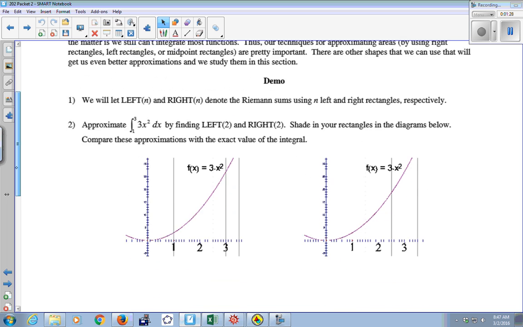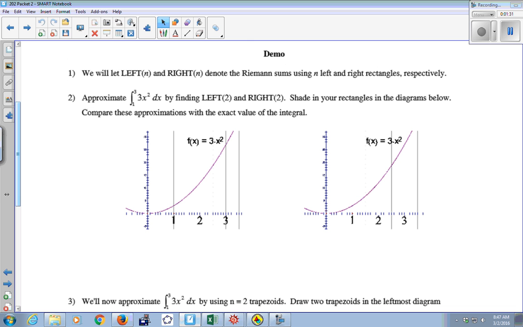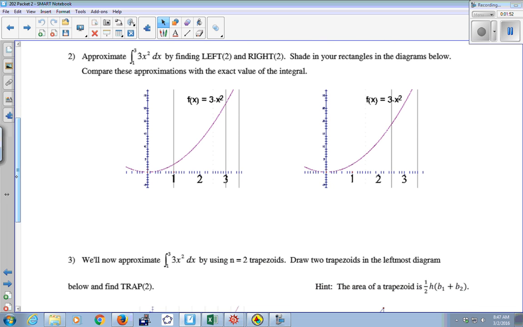So some of this will be familiar because we have estimated areas under curves using rectangles before, but some of it will be a little bit new. Okay. So just to remind you, we're going to use left n and right n to denote the Riemann sums using n left and n right rectangles respectively. So I want to approximate the area from 1 to 3 under the curve f of x equals 3x squared using left 2 and right 2.